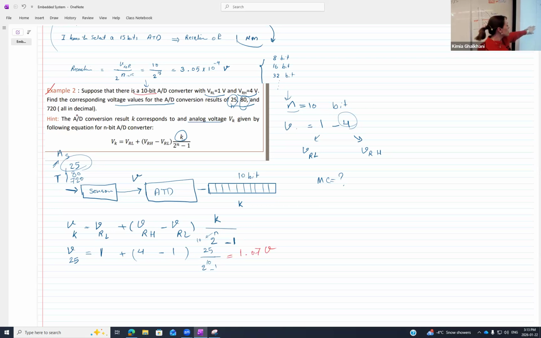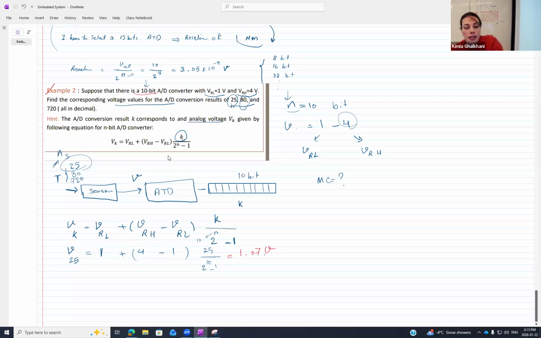What happens if we pick a different number than 25? Okay. I said next time you may want to look at 80. If you want 80, then say V80. 1 plus this part is exactly the same, 1 plus 2 to the power of 10 minus 1. And then here, instead of 25, put down 80. Everything will stay the same.